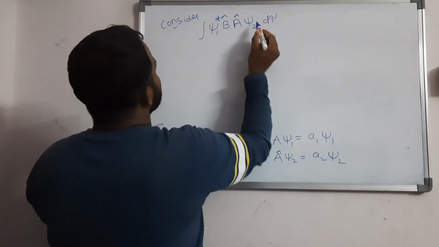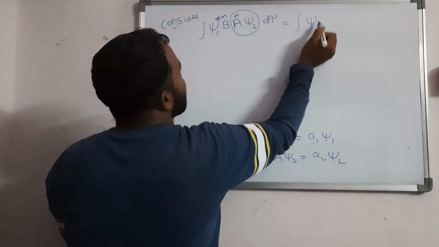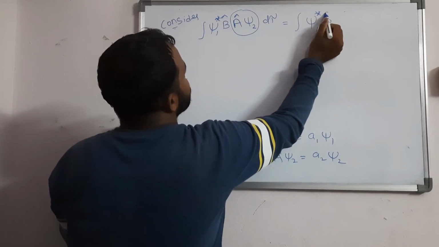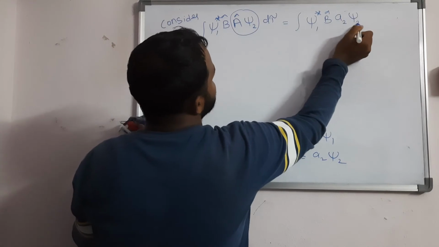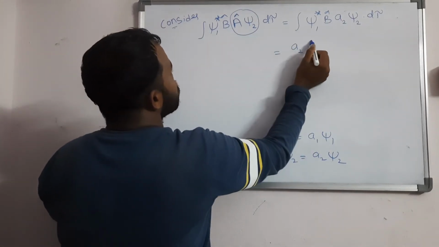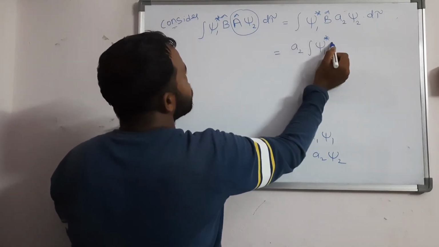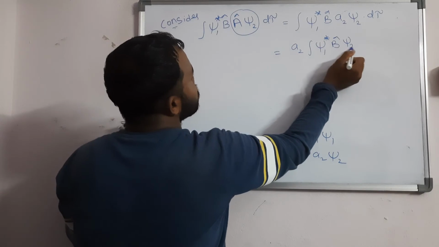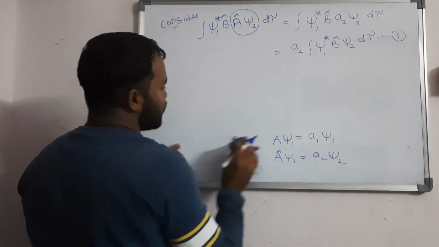Now tell me, what is the value of A cap psi 2? It is A2 psi 2, right? So A2 is a constant, and you should write it outside. The integral of psi 1 star, B cap, A2 psi 2 d tau becomes A2 times the integral of psi 1 star B cap psi 2 d tau. This is equation number 1.